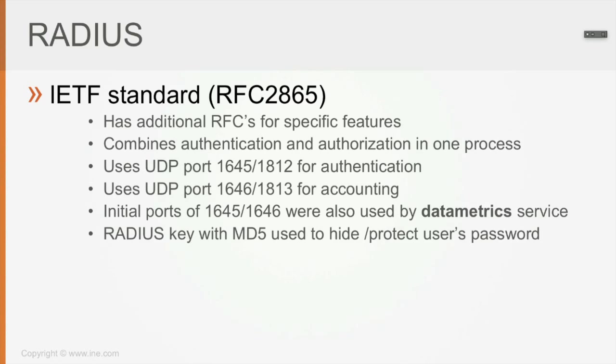Now within the communication between the authenticator and the authentication server, because that's where the RADIUS protocol is relevant, within the RADIUS packet, RADIUS only protects or hides the user's password by using the MD5 algorithm. We're going to speak in greater detail about hashing and encryption algorithms tomorrow on VPNs. But RADIUS is able to provide security for the user's password by using the MD5 algorithm combined with a specific key, which is known only by the authenticator and the authentication server.